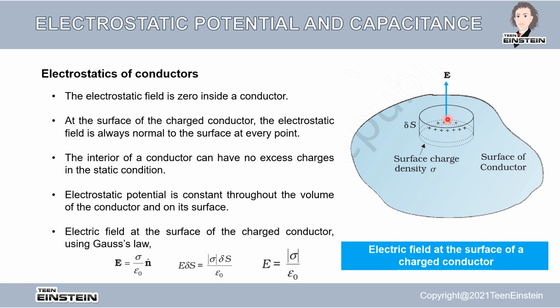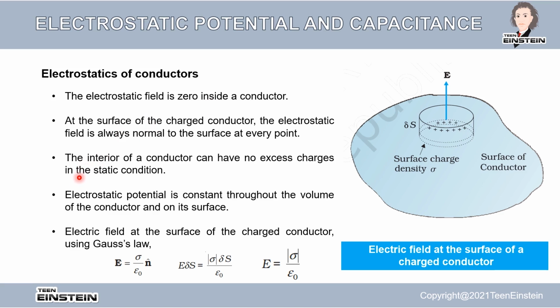If it makes an angle with the conductor, it will have two components, a perpendicular component and a horizontal component. The horizontal component will be acting along the surface. If there is a component of electric field along the surface, the charges can still move along the surface, so this is not possible. The electrostatic field has to have only a perpendicular component. Even if it has a component along the surface, the charges will move and cancel the field. So this is also true.